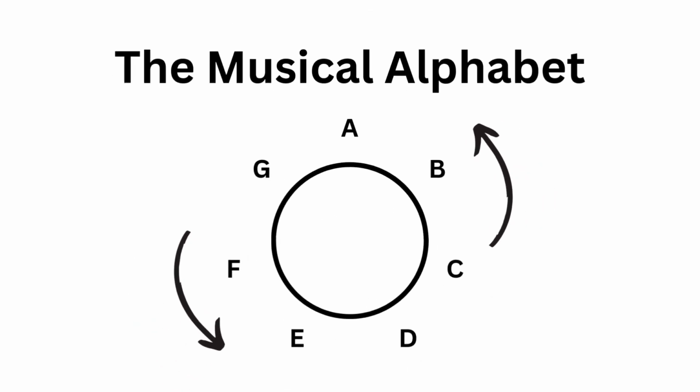Now let's revisit briefly our musical alphabet, because this alphabet can be sung forwards or backwards. Try to sing it with me backwards, starting on G. G, F, E, D, C, B, A, G, F, E, D, C, B, A. That's the pattern notes will follow anytime we're going down.